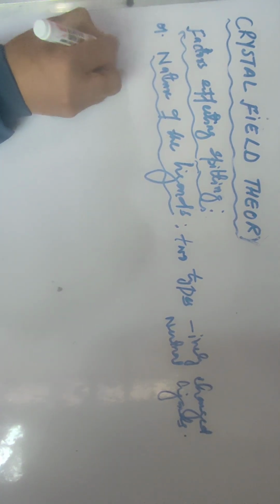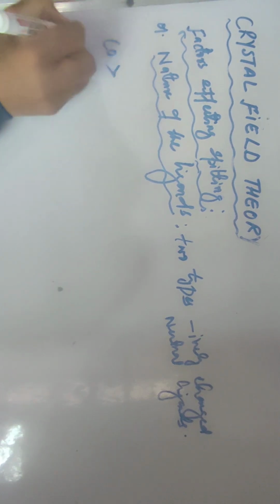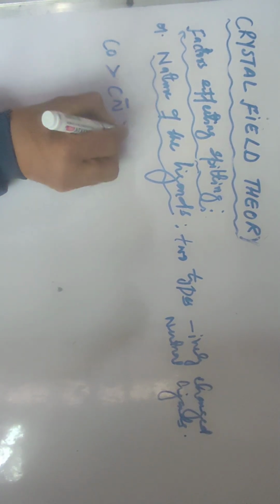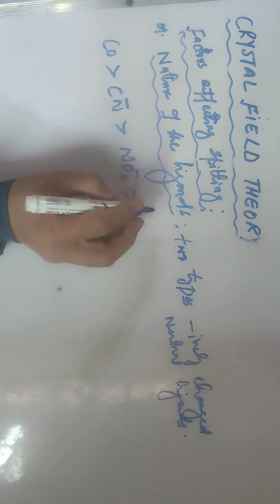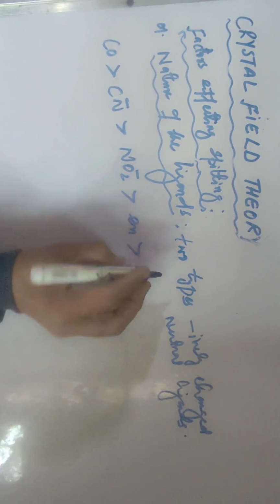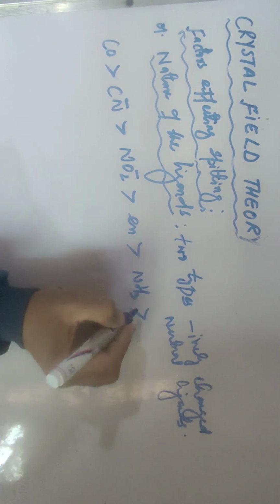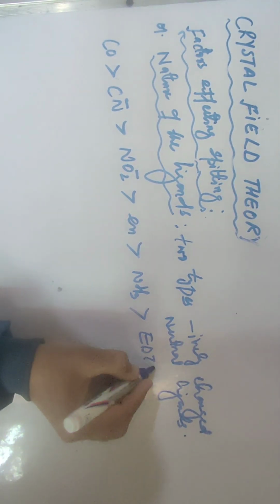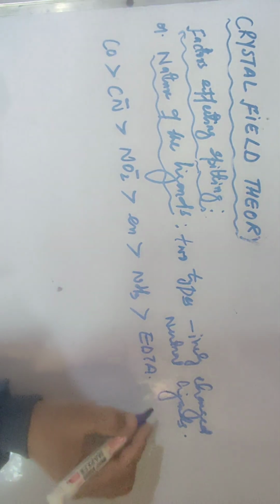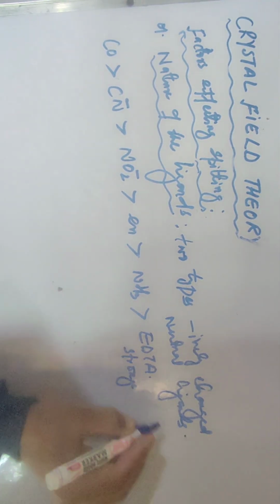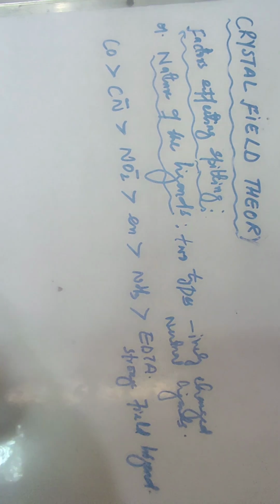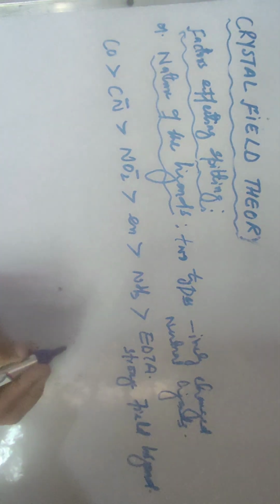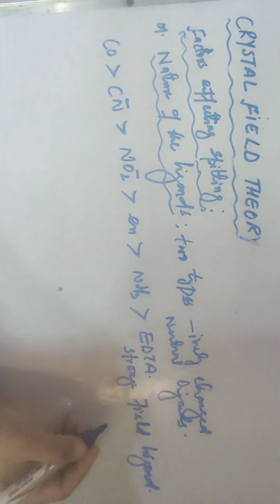So those strong ligands are, the highest is carbon monoxide, then we have CN negative ion, followed by NO2 negative, then ethylenediamine is the next, then we have NH3, etc. These are the strong field ligands or simply strong ligands, which actually pair the d electrons in a central metal atom, and because of this they produce strong splitting.